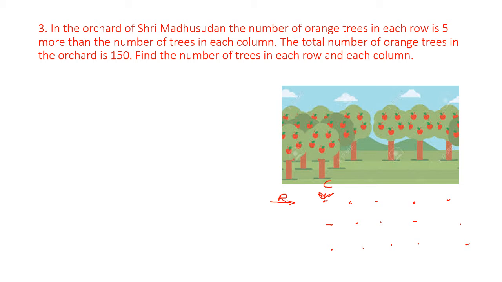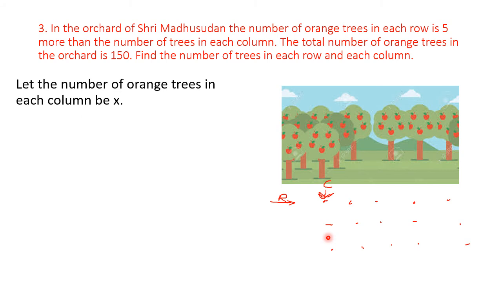In the question it is already given in the flowchart that the number of trees in each column is x. So we are considering the number of trees in this column to be x. That is already given to you, so we write that down. Now what is given? The number of orange trees in each row is 5 more than the number of trees in the column. The row has 5 more than the trees in the column.